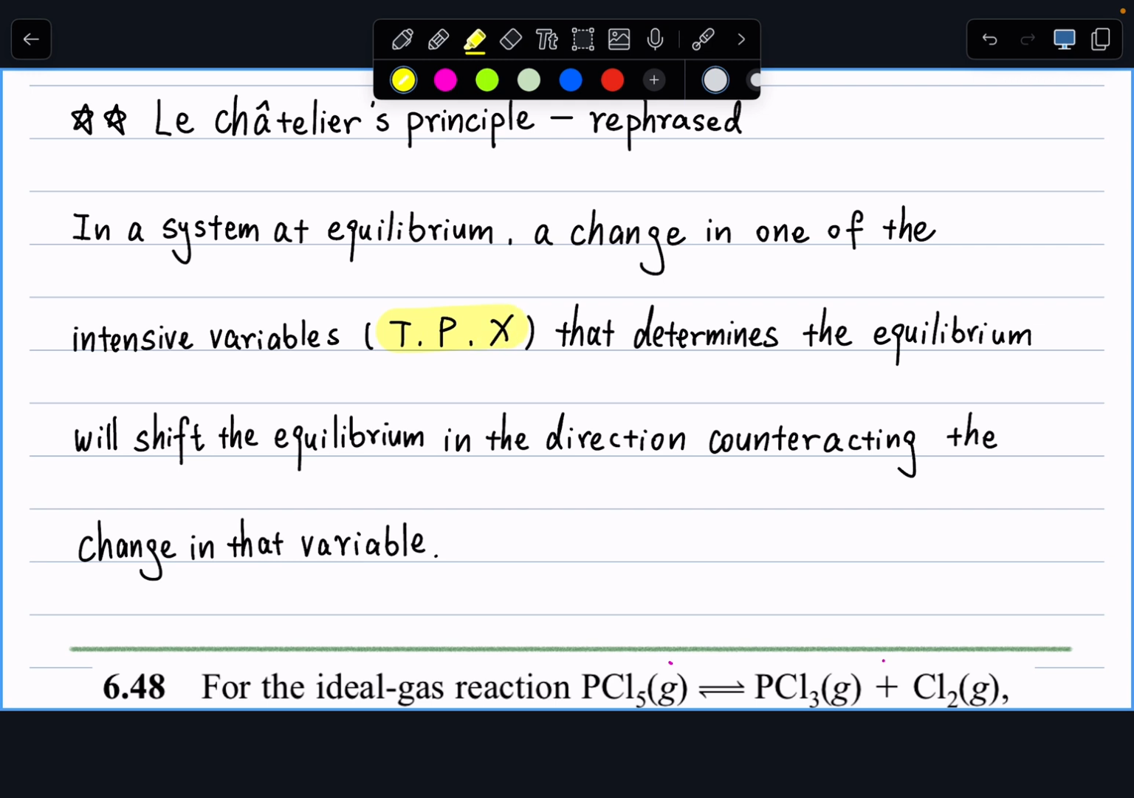Now the difference here is we're replacing the addition of number of moles of reactant or product with the change of the mole fractions. We're talking about the mole fractions changing, and we want to make sure the equilibrium will shift back to counteract that change of the intensive variable. So not the number of moles, but the mole fraction.